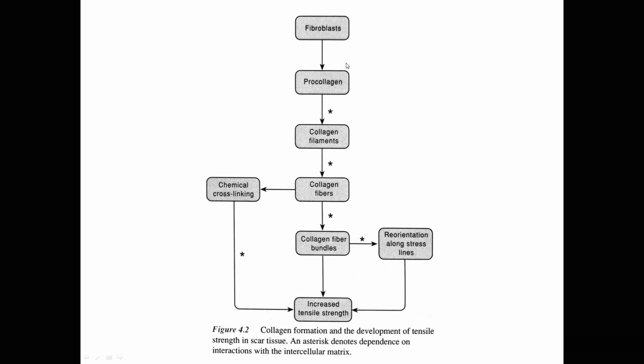The sequence is illustrated here. Fibroblast presence, procollagen production, filament deposition, collagen fibers assembling, bundles formation with reorientation along the stress lines, and finally increased tensile strength. Also, collagen fiber will form additional chemical crosslinks, additionally increasing the tensile strength.